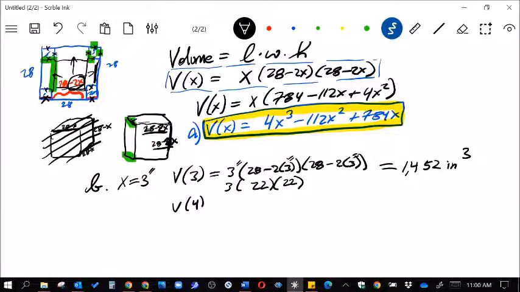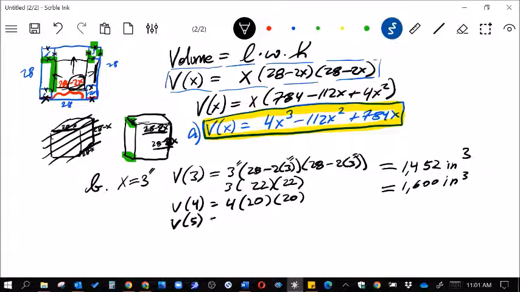Now, when you do it with 4, that's going to be 4 times 28 minus 2 times 4, which is 8. So I actually can put it here. That's 20, and then another 20. And that's going to give you 1,600. Nice 20s, easy to multiply out.